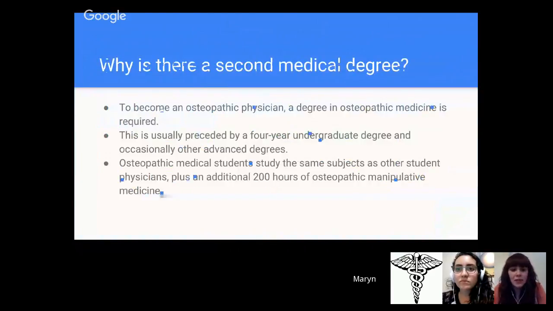Next. So in order to become an osteopathic physician, you need a degree in osteopathic medicine. Usually preceding that, you have a 4-year undergraduate degree, and then you can also have other advanced degrees. That helps you get into an osteopathic medical school. Osteopathic medical students study the same as other physicians, except they also have an additional 200 credit hours of osteopathic manipulative medicine, which teaches them how to adjust the musculoskeletal system to treat the body.